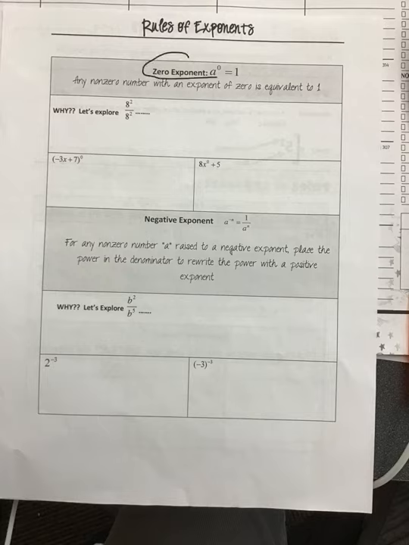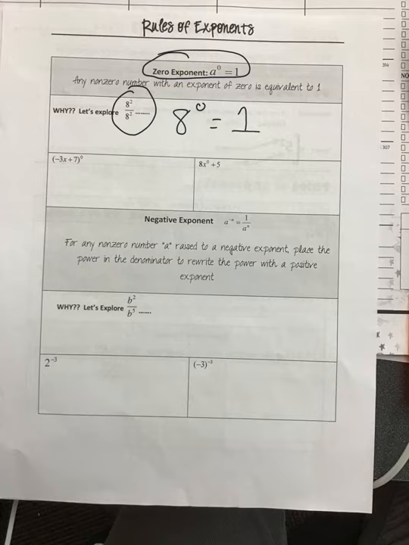0 exponent. Anytime you have an exponent of 0, your answer is 1. So, here, 8 to the second power over 8 to the second power. Well, that would be 8 to the 0 power, because 2 minus 2 is 0. My answer is 1.